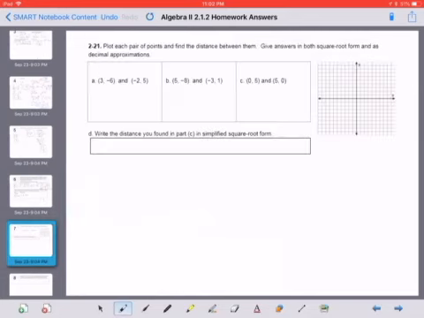Okay. Problem number 221 says, plot each pair of points and find the distance between them. Give answers in both square root form and as a decimal approximation. So I'm just going to write out the answers for this one. I'm not going to show all my work.